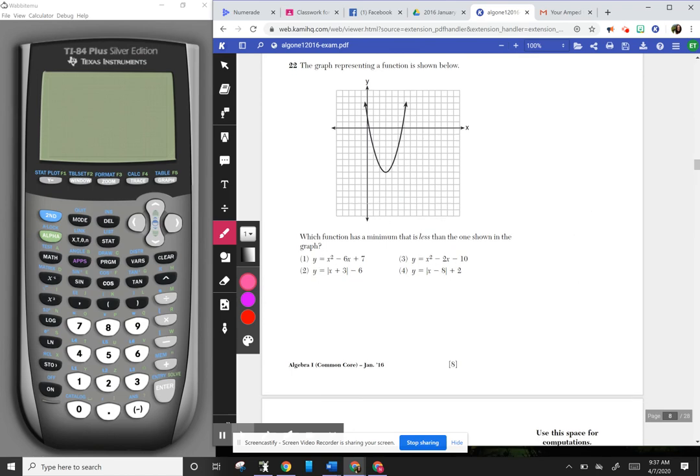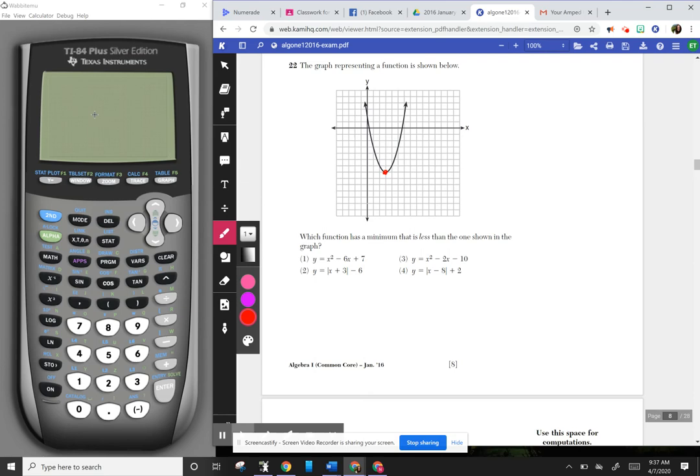Question 22. The graph representing a function is shown below. Which function has a minimum that is less than the one shown in the graph? Well, first, the minimum of this graph is at this vertex here. And that is the point 1, 2, 3. 1, 2, 3, 4, 5, 6.